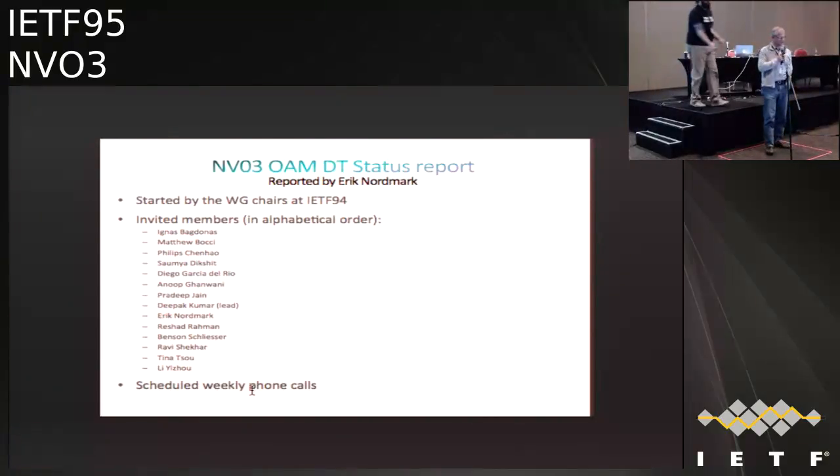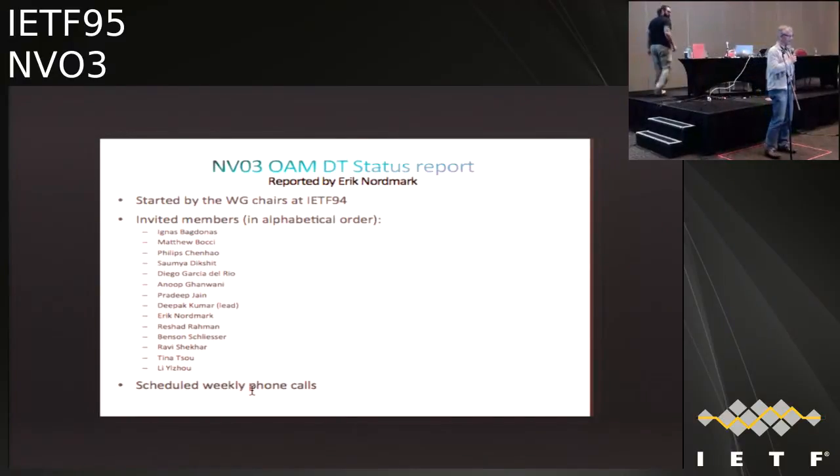At the last IETF, we started a design team to look at OAM across the different encapsulations in NVO3. A large number of people were invited, and the number of people that have participated is actually a lot less. But Deepak, who's been leading this, put together some slides that I edited a bit to give an overview of where we're at.